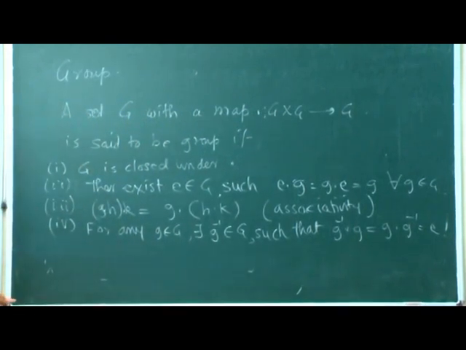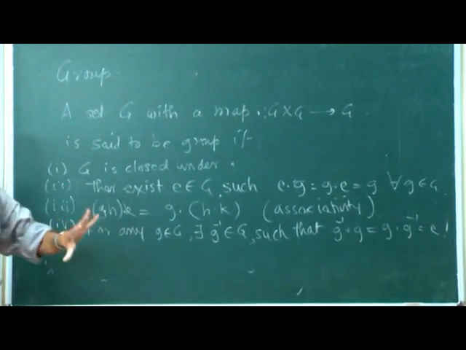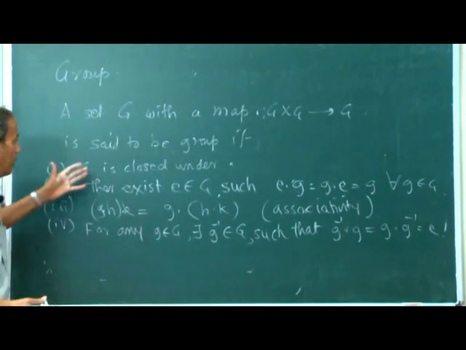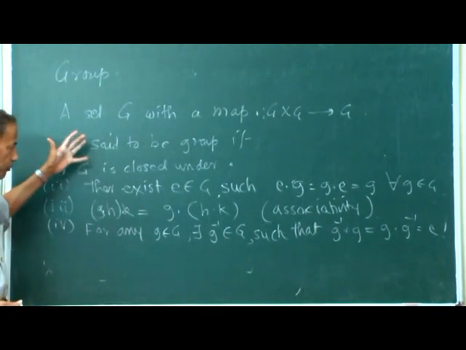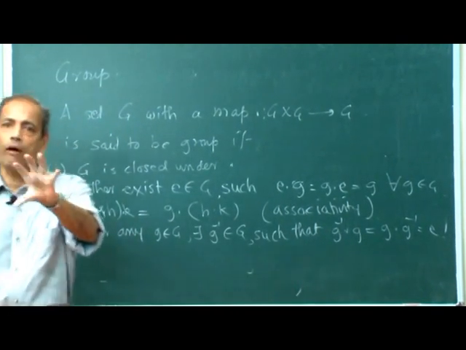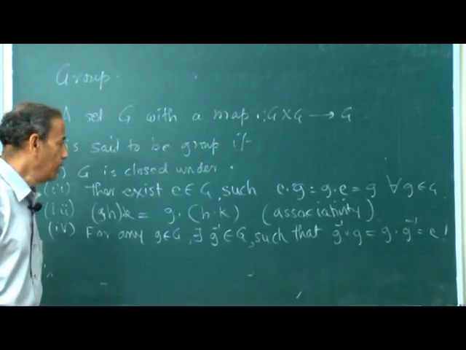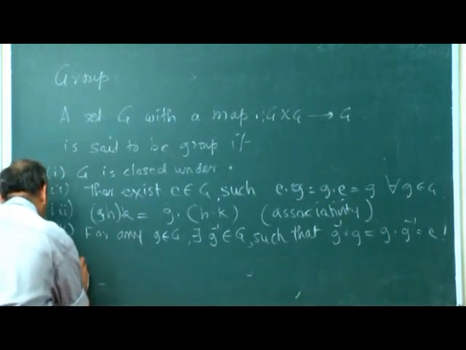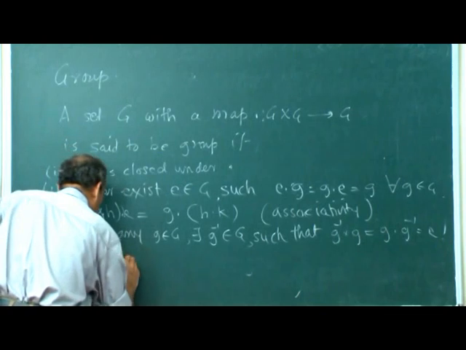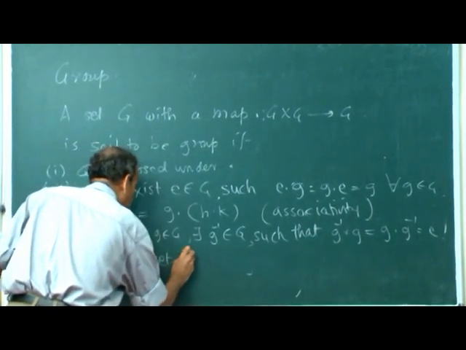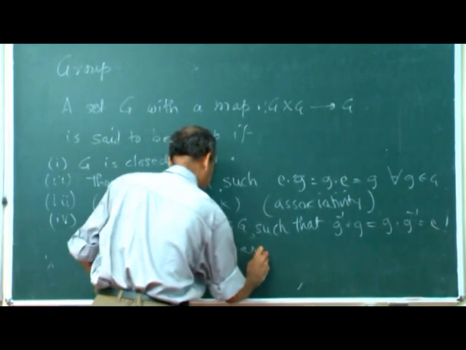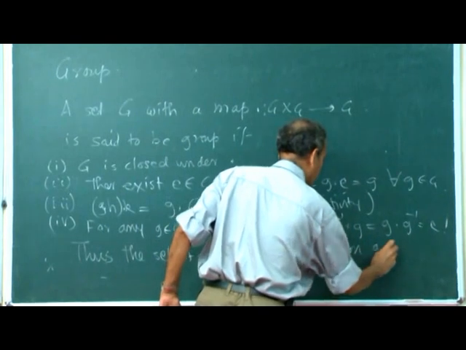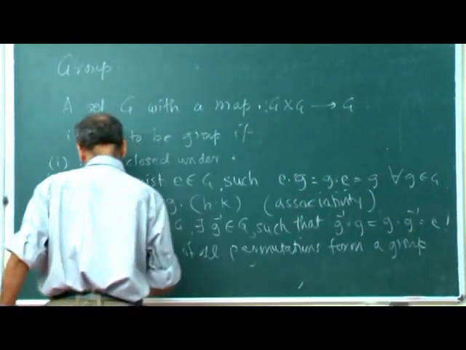So these are the four axioms which we have seen are satisfied by the set of all permutations. And actually that is the guideline. That's why we define the group in this way, taking a hint from what we did with permutations. So in other words, the set of all permutations forms a group under composition.